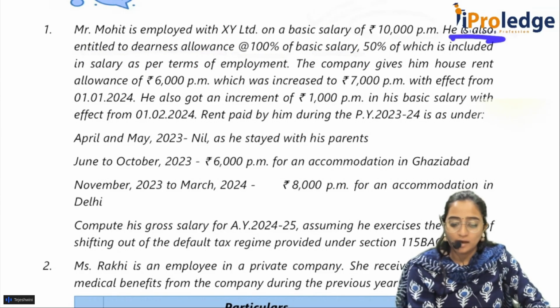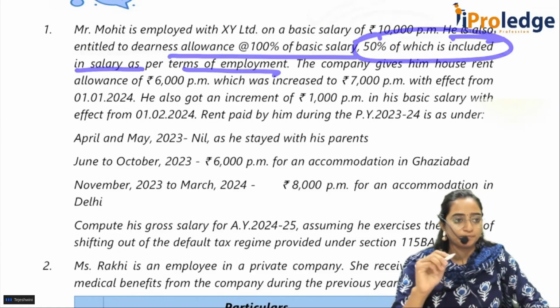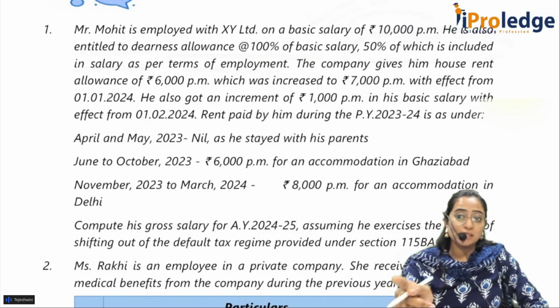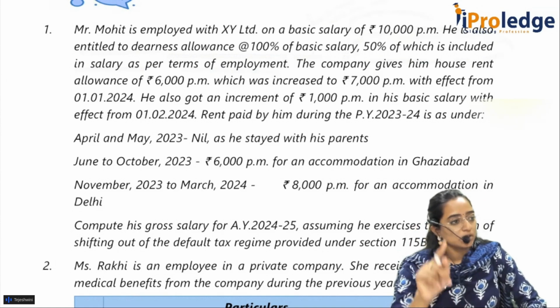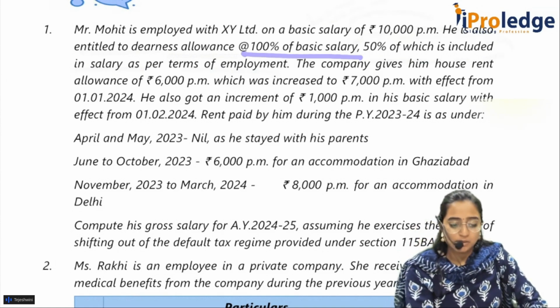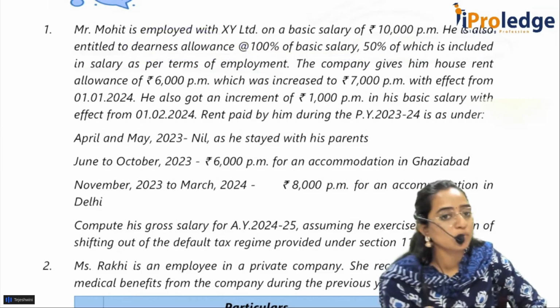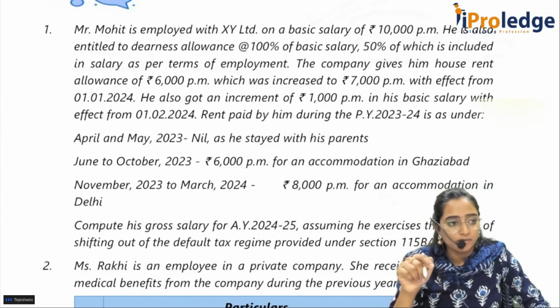And DA 100% of the basic salary, 50% of which is included as per terms. 50% under your HRA. Very well, fine. What about your actual computation, full-fledged computation? 100% of your basic salary means whatever the DA amount will be equal to, that will be coming under the outer column. Everyone?